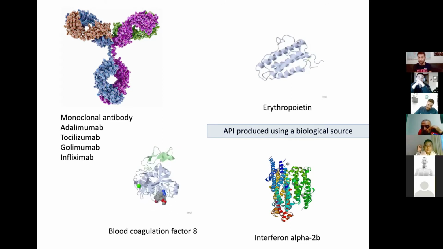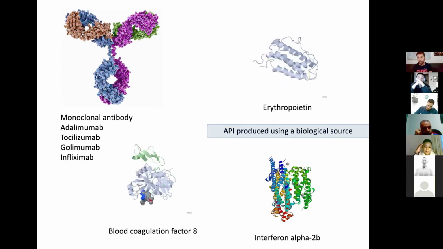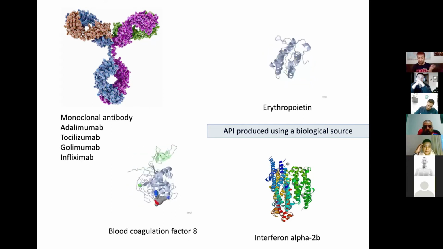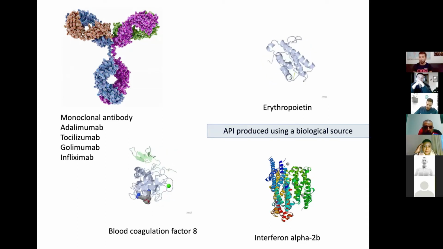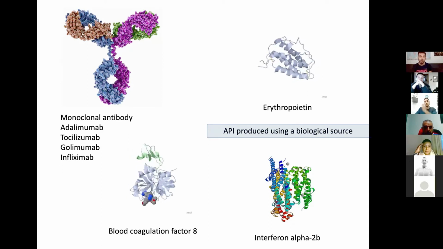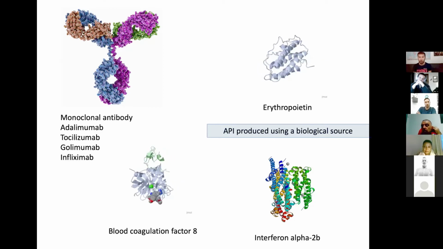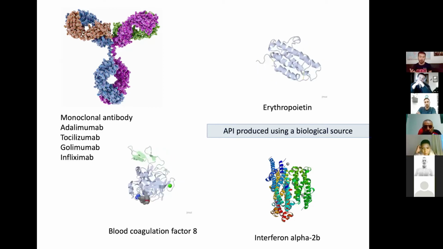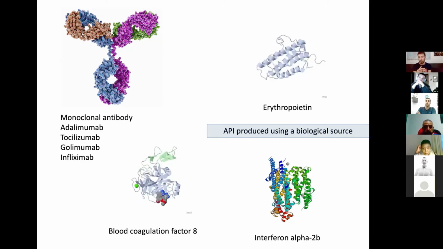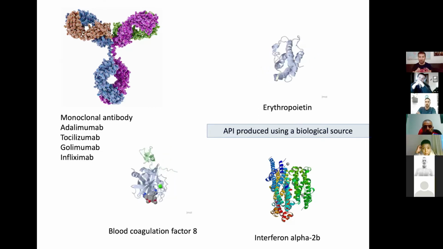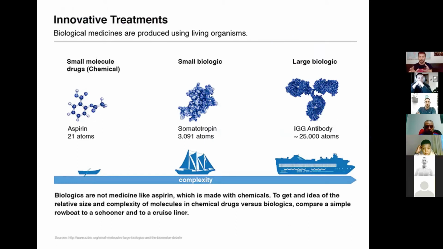So it's erythropoietin, or for example monoclonal antibodies, which we are going to use for HIV also, or blood coagulation factor number 8, or interferon alpha 2b. I put it here because we still use it in hepatitis C. Interferon is produced using a biological source. In this case, usually you have a bacteria, and you put a special gene in via a virus. But I will not explain more about this. I just want to show the differences from small molecules.